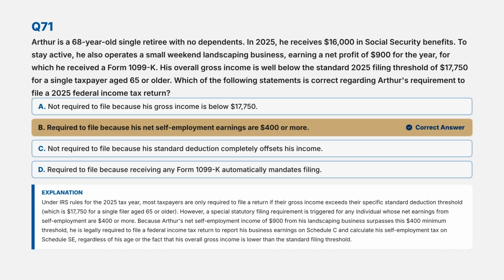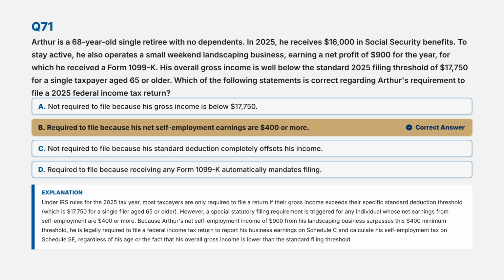Under IRS rules for the 2025 tax year, most taxpayers are only required to file a return if their gross income exceeds their specific standard deduction threshold, which is $17,750 for a single filer aged 65 or older. However, a special statutory filing requirement is triggered for any individual whose net earnings from self-employment are $400 or more.